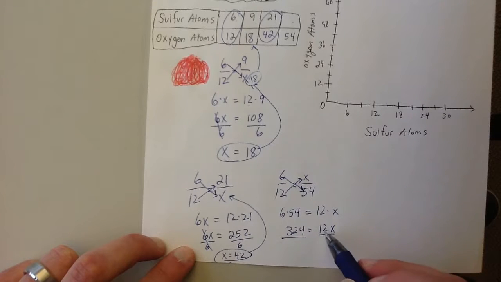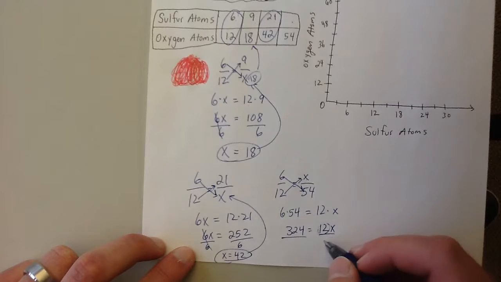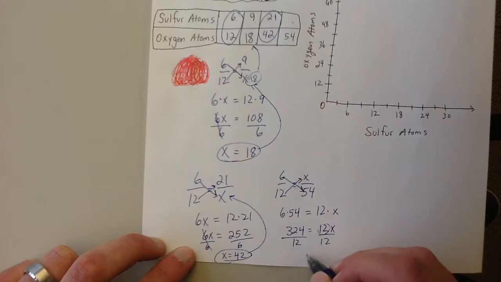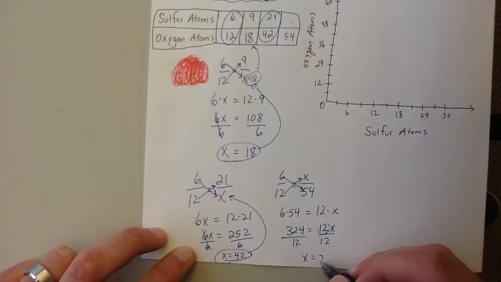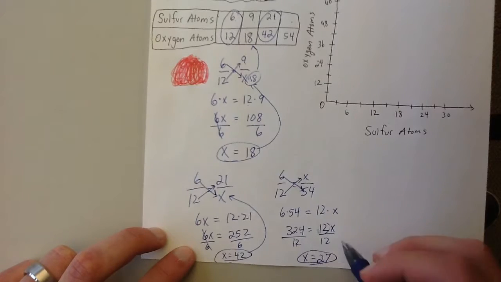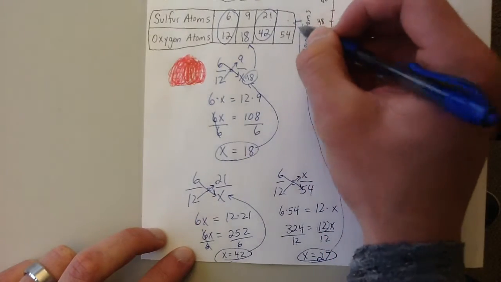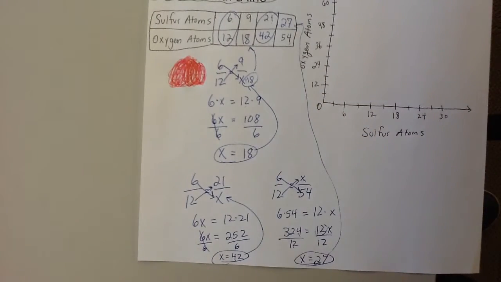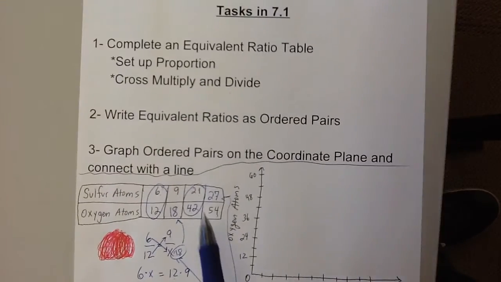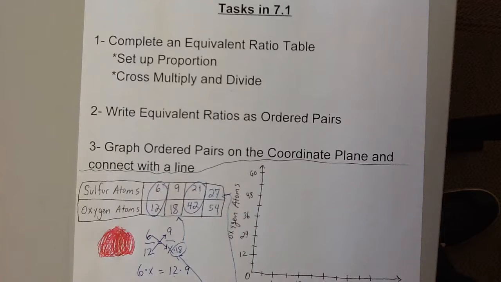Divide both sides by the coefficient of x, which is 12. So x is equal to 324 divided by 12, which gives me 27. Okay, so I plug that in the table. If there are 27 sulfurs, there will be 54 oxygens. Okay, so now I have done task number 1. I have completed the equivalent ratio table by setting up proportions and cross multiplying and dividing.